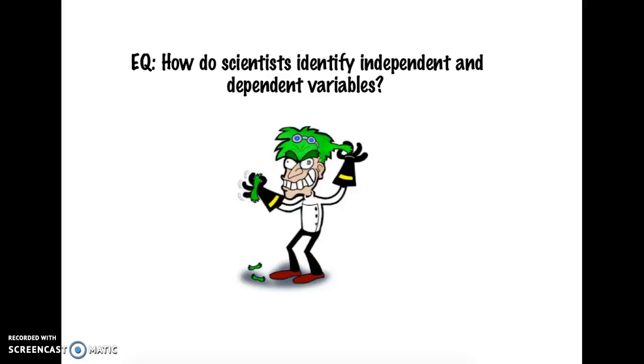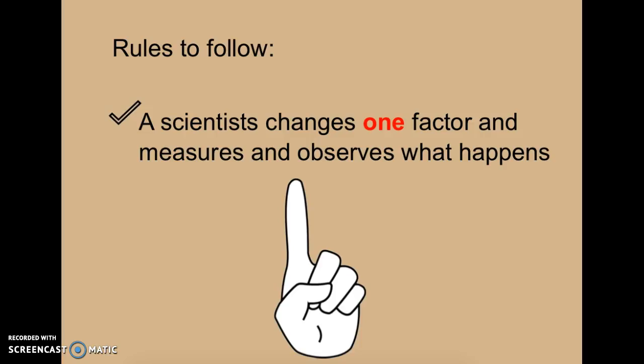During this lesson, we will be asking ourselves the question, how do scientists identify independent and dependent variables? A rule to follow is that a scientist can change one factor and measure and observe what happens to the other factor. So for the remainder of this lesson, we will only see a change in one factor in looking at experiments.